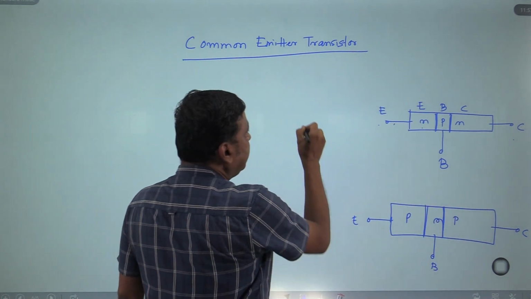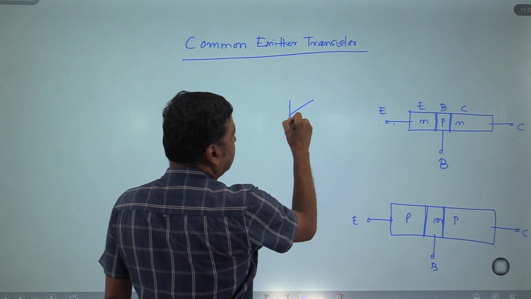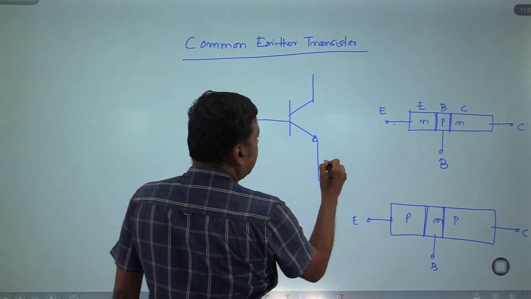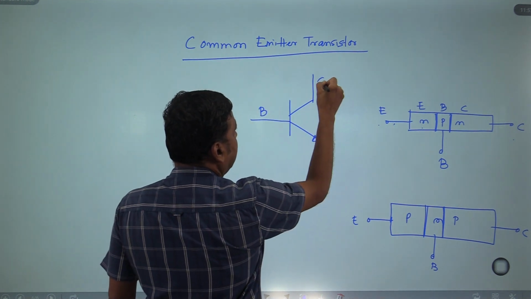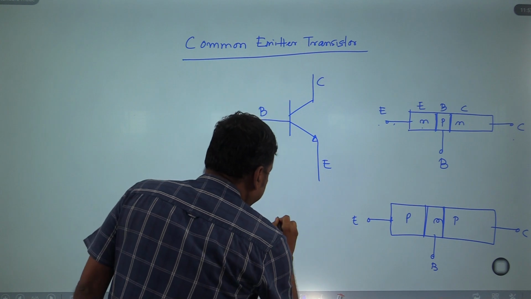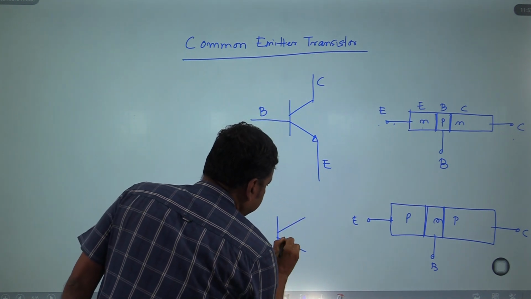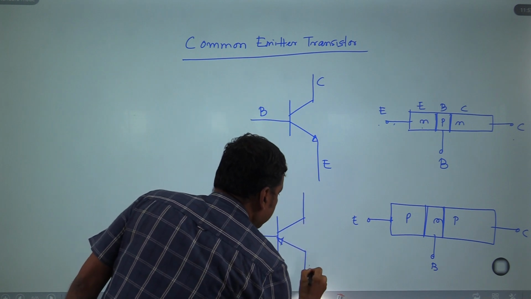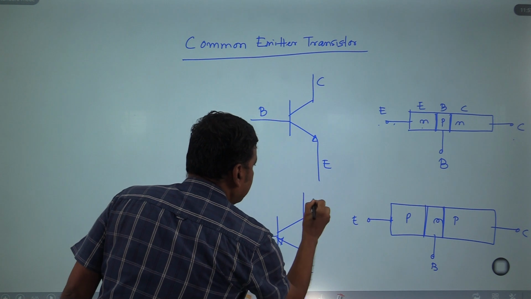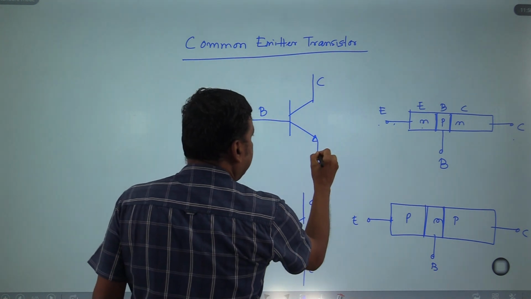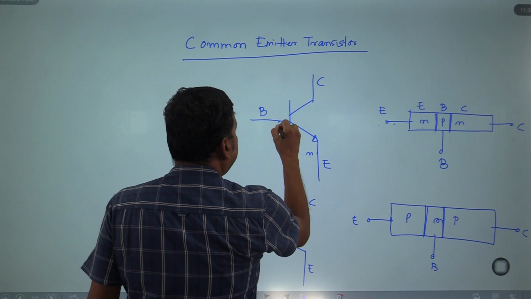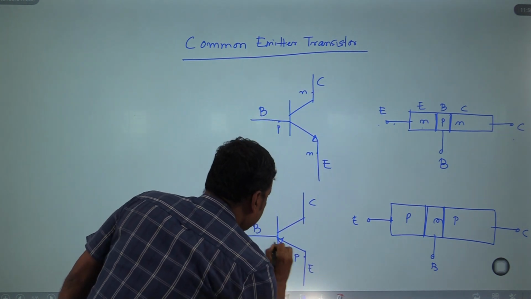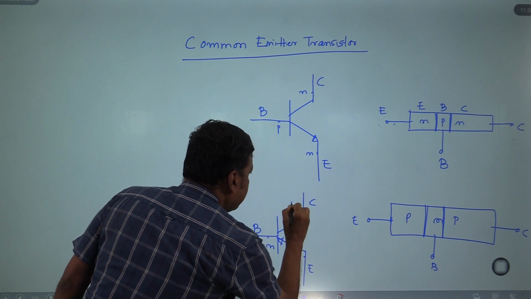In case of NPN transistor, the symbol is like this. This is the emitter, this is the base and this is the collector. In case of PNP transistor, the symbol is like this. This is the emitter, this is the base and this is the collector. We can say that this is N, this is P and this is N. In case of PNP, similarly this is P, this is N and this is P. What do you observe?